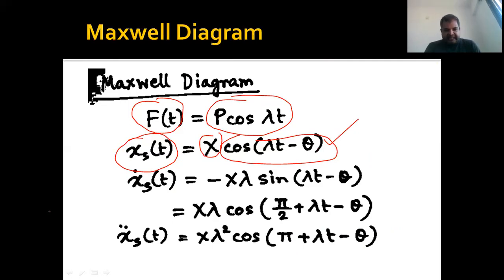Okay. Now let us take the first derivative, x dot of t. This will be minus x lambda, and cos will become minus sine, so minus sine of lambda t minus theta. If I convert this sine into cos, there is a phase difference of pi by 2. So this equation in terms of cos will be x lambda cos of pi by 2 plus lambda t minus theta, since the minus will become plus. Then if you take one more derivative, x lambda square will come out.